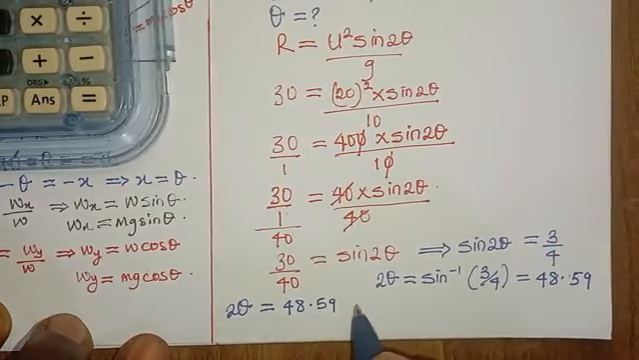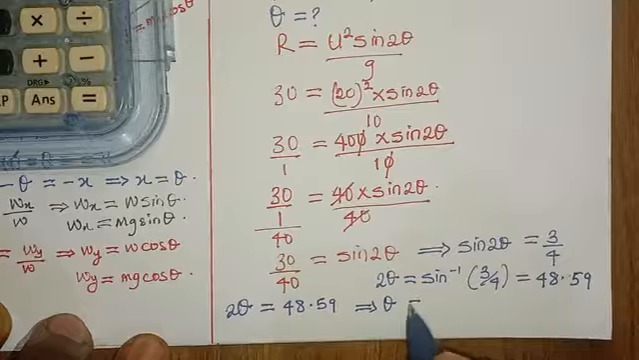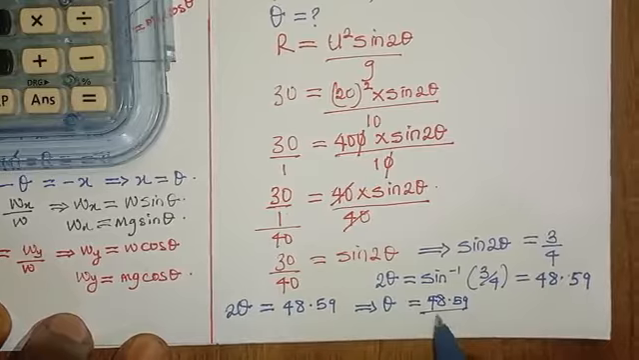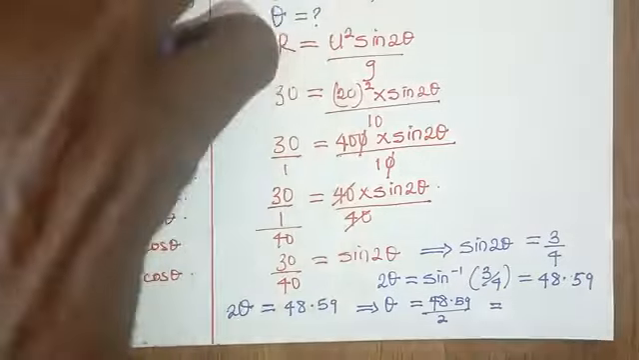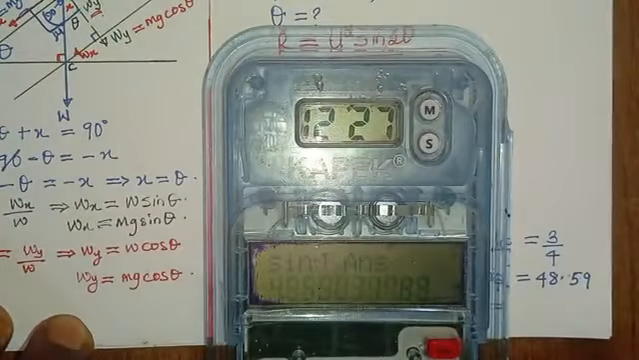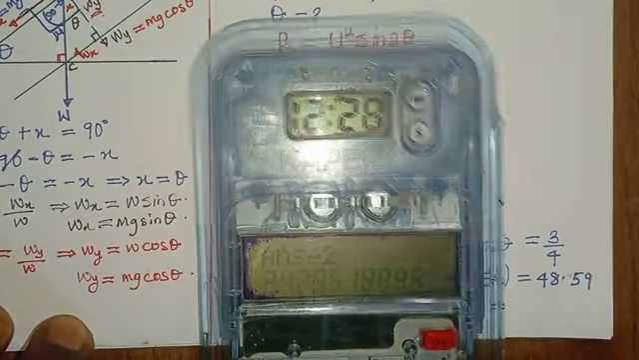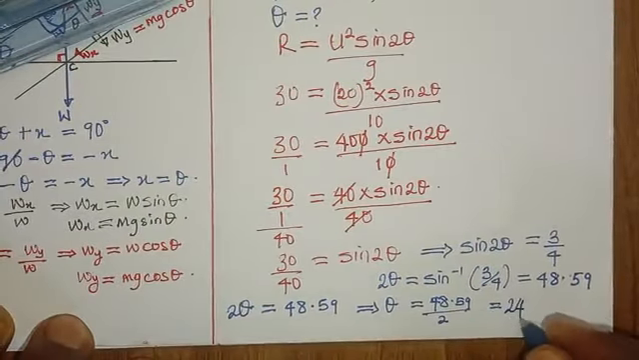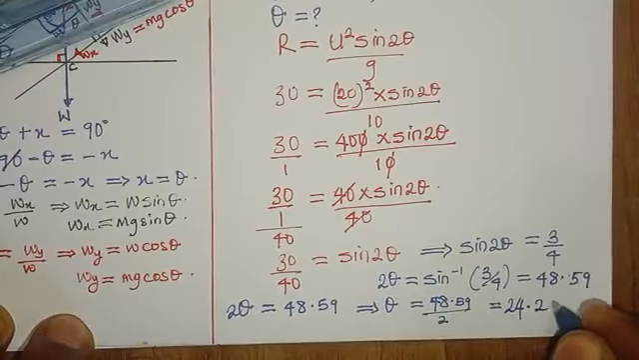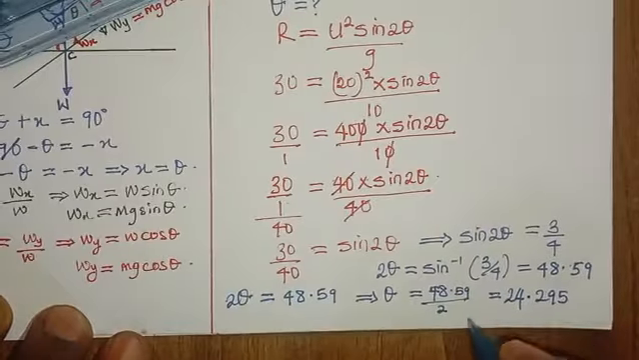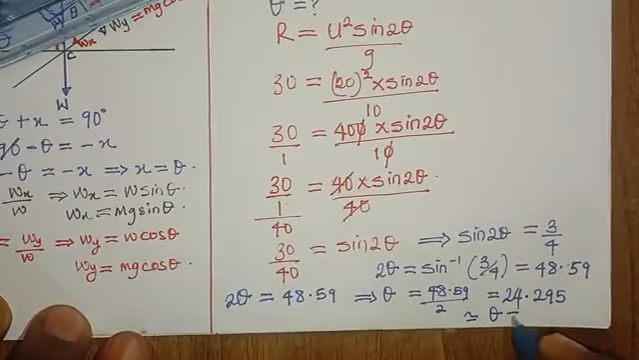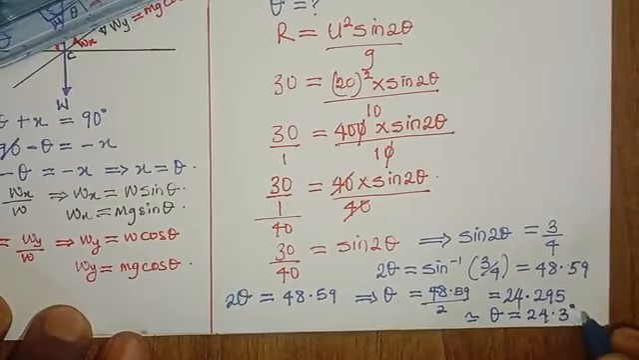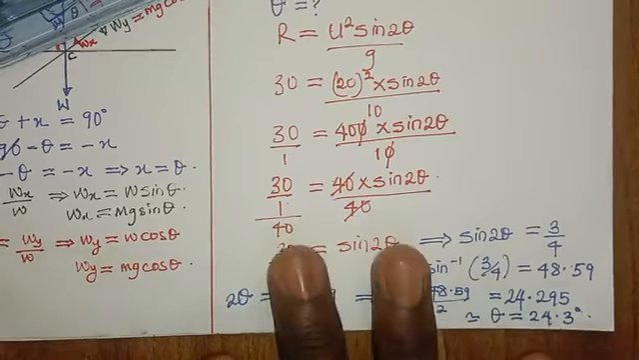So this implies that our 2 theta is equal to 48.59. Therefore, theta is equal to 48.59 all divided by 2. So press your calculator. Divided by 2 gives us 24 point what? 0.295. So if we approximate, our theta will be equal to 24.3 degrees. As simple as that.